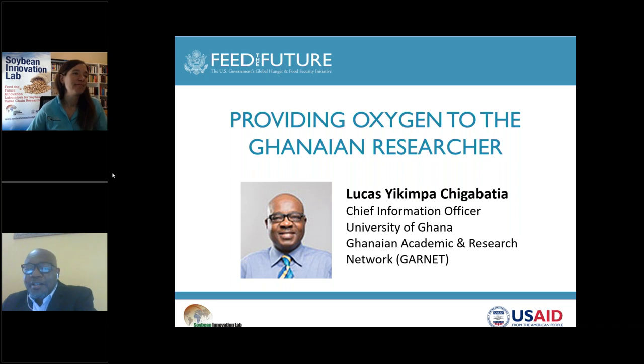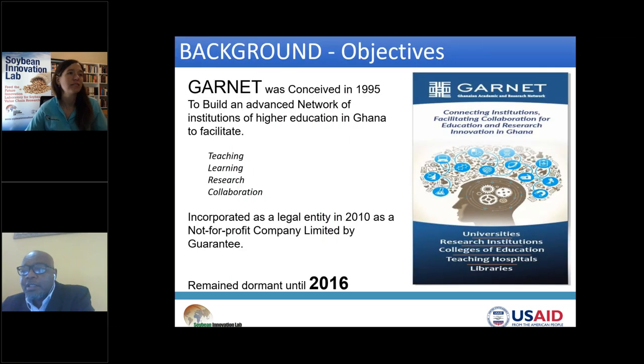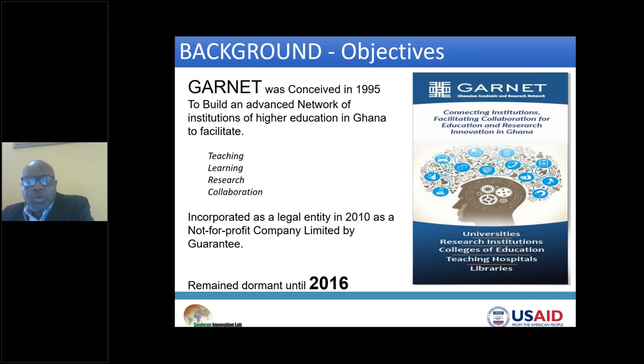Okay, thank you very much. My name is Lucas Chigabatia, CIO for the University of Ghana and coordinating for GANET. GANET was conceived in 1995 to build an advanced network of institutions of higher learning to support teaching, learning, and research. It also has the objective to connect libraries, hospitals. Was incorporated in 2010 as a not-for-profit organization, but continued to be dormant until 2016.